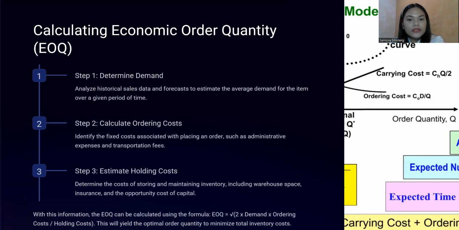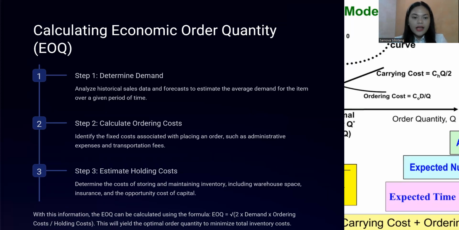Calculating economic order quantity, EOQ. Step 1. Determine demand. Analyze historical sales data and forecast to estimate the average demand for the item over a given period of time. Step 2. Calculate ordering costs. Identify the fixed costs associated with placing an order, such as administrative expense and transportation fees.